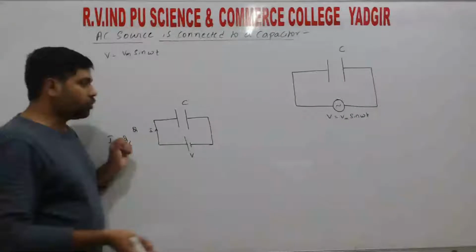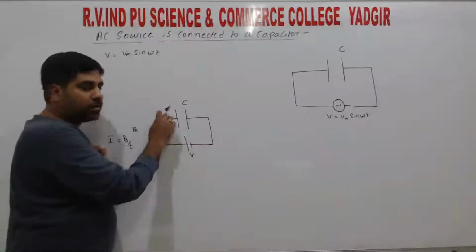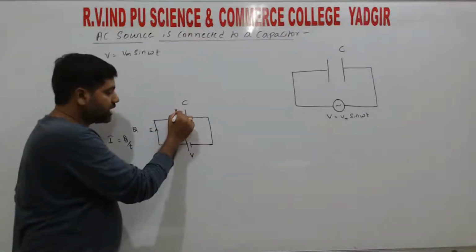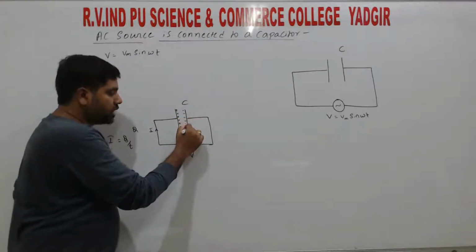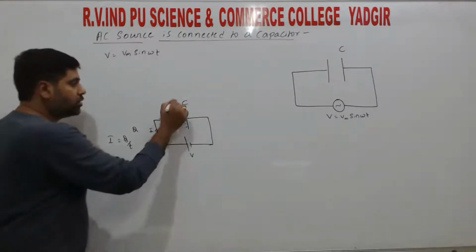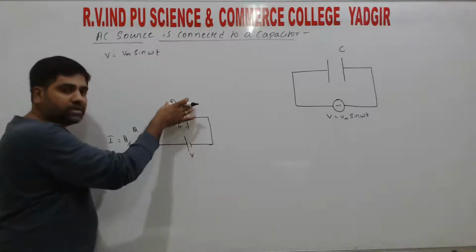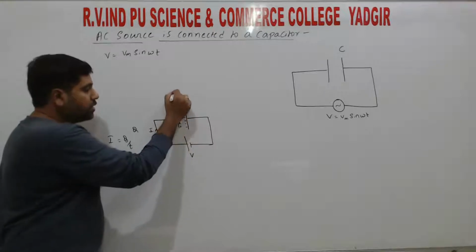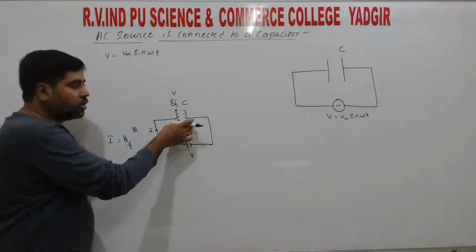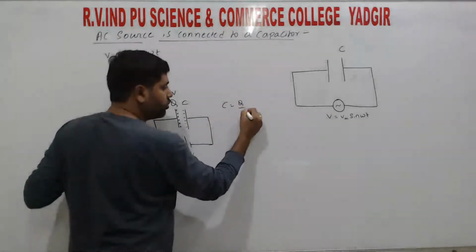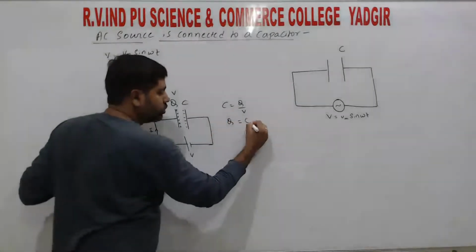What is a capacitor? A capacitor stores charges, right? As the current is flowing across the capacitor, the capacitor gets charged. In a parallel plate capacitor, the charges are stored, say charge Q. As the capacitor charges, the potential across the capacitor increases, right? So C equals Q divided by V, so Q equals CV.